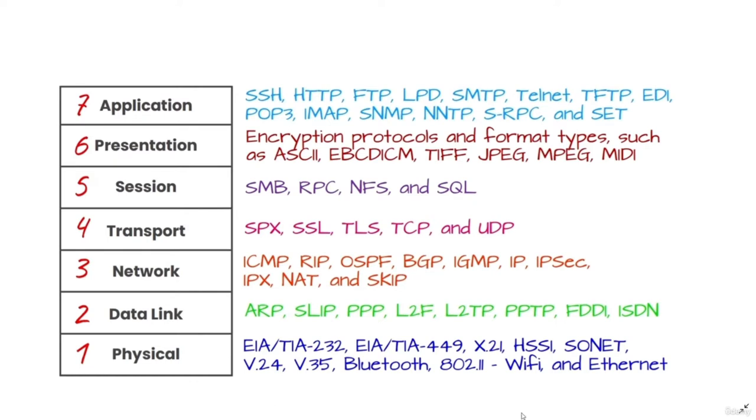The seventh layer is the application layer. At this layer, both the end user and the application layer interact directly with the software application. This layer sees network services provided to end user applications such as web browsers or Office 365. The application layer identifies communication partners, resource availability, and synchronizes communication.